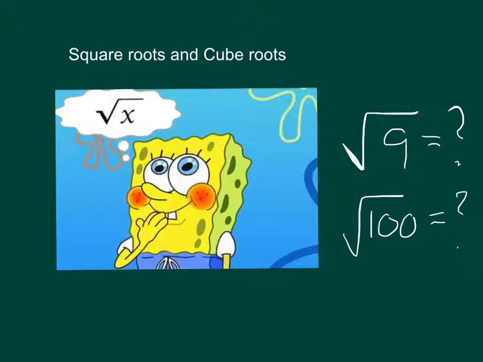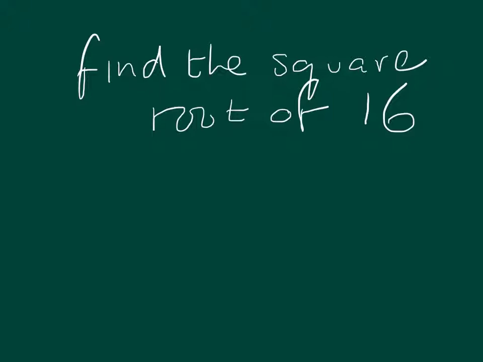This short video will help remind you what is meant by square root and cube root and the symbols we use to say square root and cube root. Now, as you know, mathematicians are very lazy and they don't like writing. So instead of writing find the square root of 16, a mathematician will put the symbol that looks like a tick with a kind of line across the top, and that means exactly the same thing.